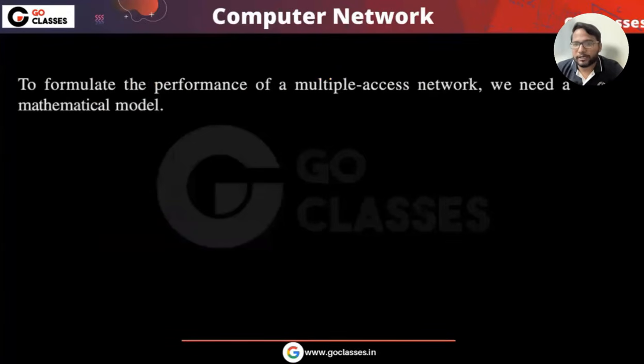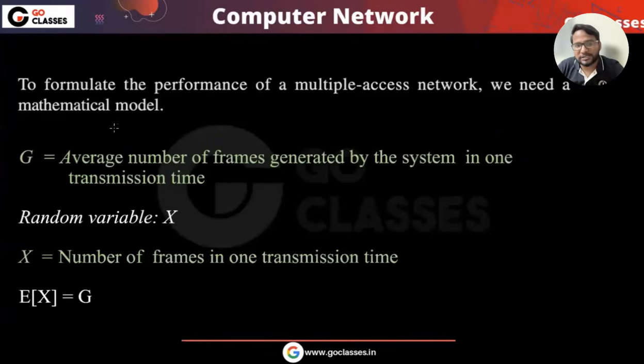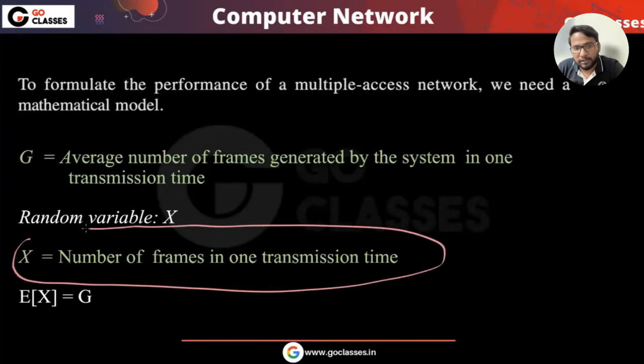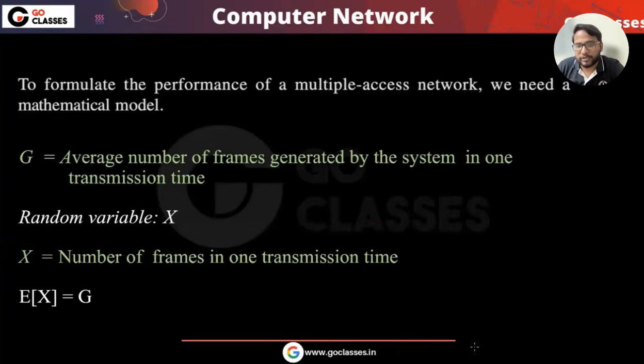To formulate the performance of a multiple access network, we need a mathematical model. So let's define a random variable X, which is the number of frames in one transmission time, which means in slotted Aloha, the number of frames in one slot. Let's say that the expectation of X is G. What is G here? We have already seen all of this, that's why I'm quickly revising. G is the average number of frames generated by the system in one transmission time or in one slot.